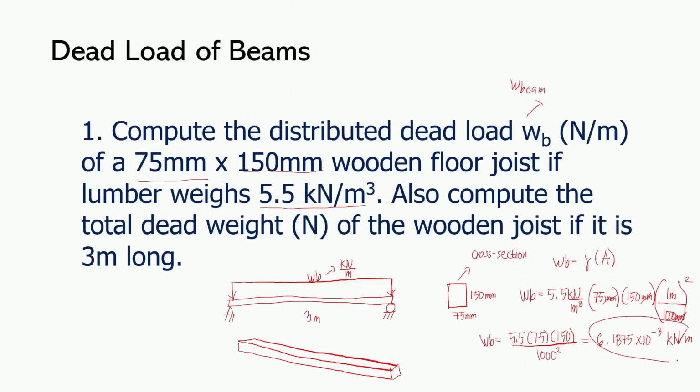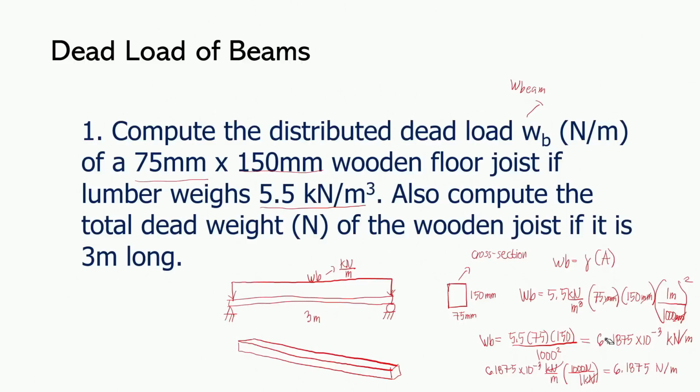To convert this into N per m, ito yung gagawin natin. 6.1875 times 10 to the -3, this is in kN per m. And so, we will multiply this by 1000 newtons is to 1 kN para magka-cancel to. And then, we will have our unit in Newton per meter. So, 6.1875 times 10 to the -3 multiplied by 1000 will give us 6.1875. And then, this is in Newton per meter.